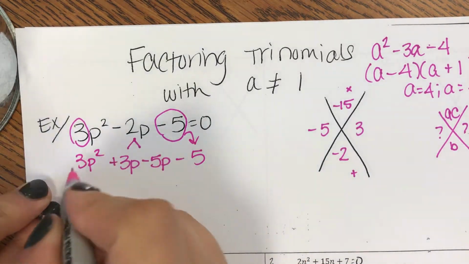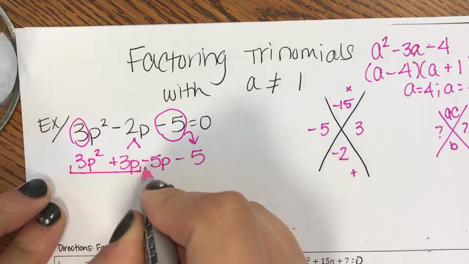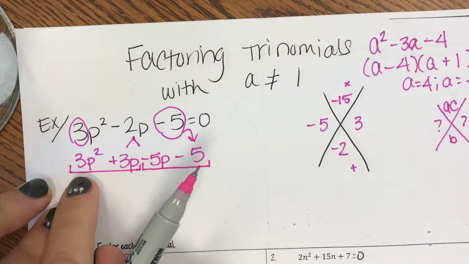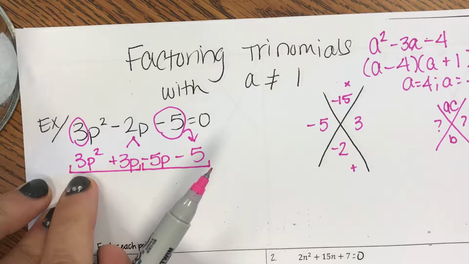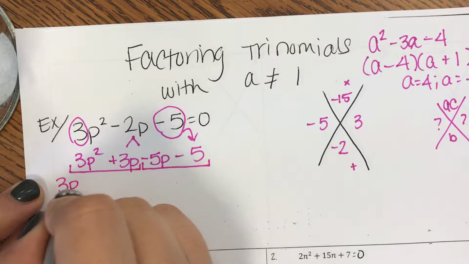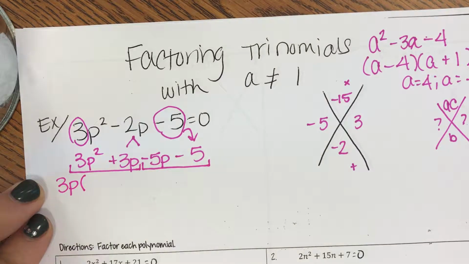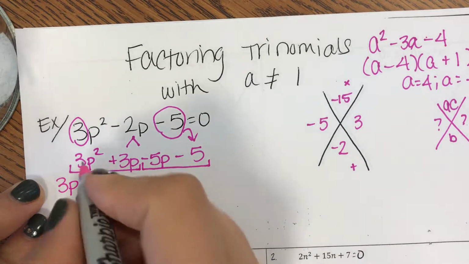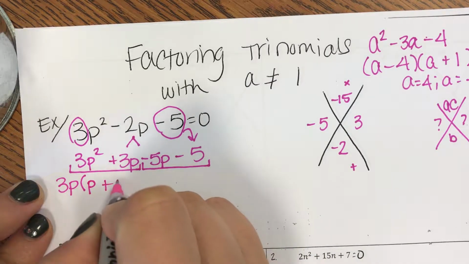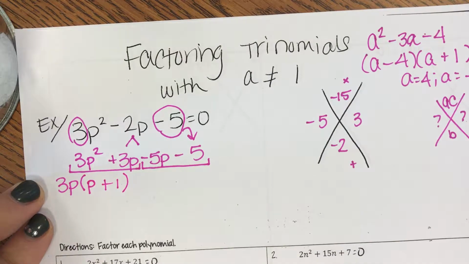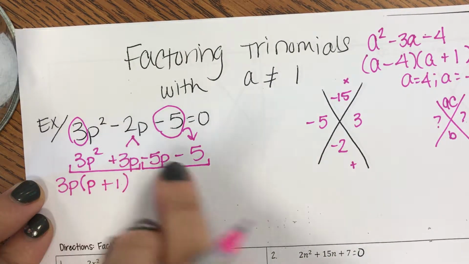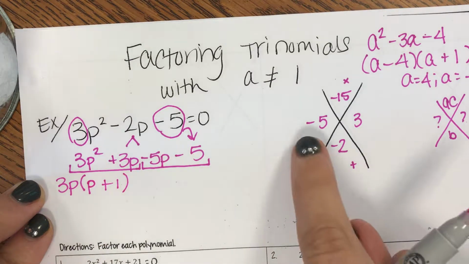We're going to group the first 2 terms and the second 2 terms. What is a common factor that comes out of 3p squared and 3p? The common factor is 3p. When you divide 3p squared by 3p, the answer is just p, and then plus 1. Looking at the next set of numbers, the common factor is 5. You want these to have common factors here and common factors here. That's why I had to switch.